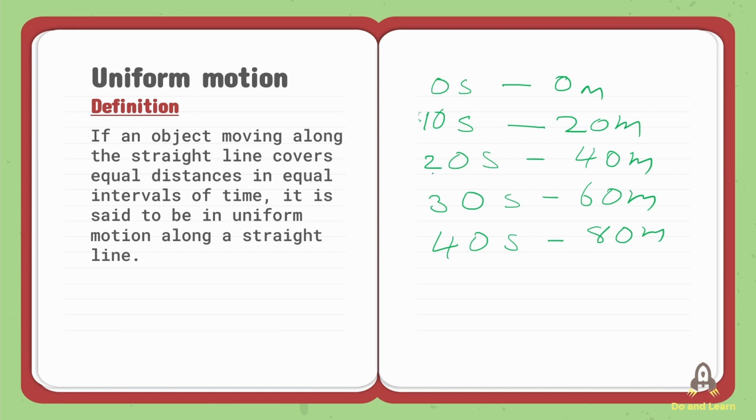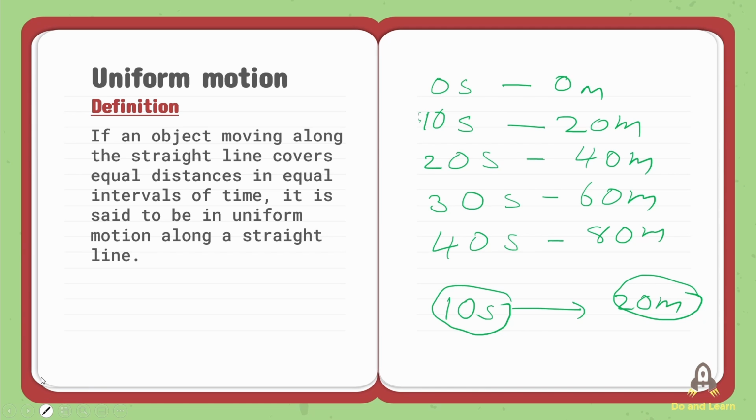It is clear. What is the time interval here? The time interval here is 20 minus 10, or 30 minus 20, or 40 minus 30. The time interval is 10 seconds. For every 10 seconds, the object travels 20 meter. This type of motion is known as uniform motion. So the object moving along a straight line covers equal distances in equal intervals of time.